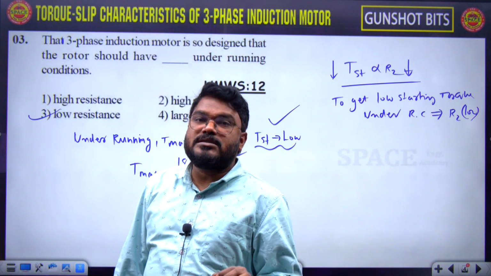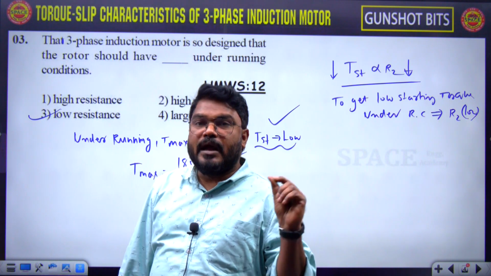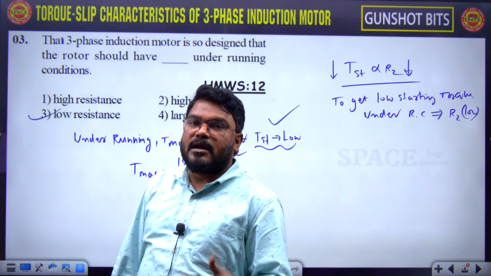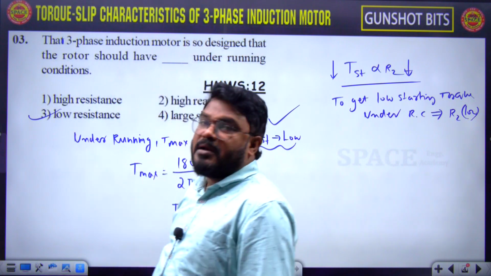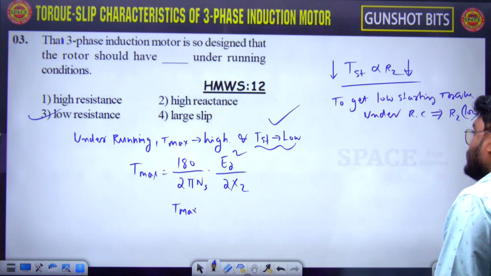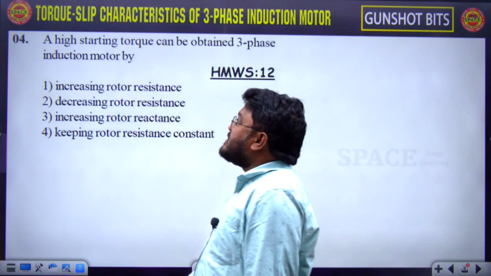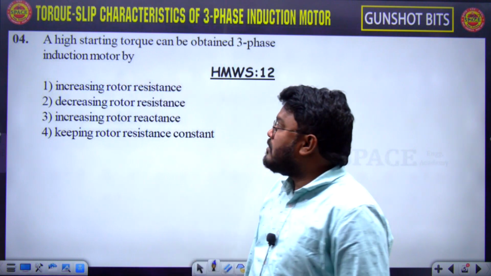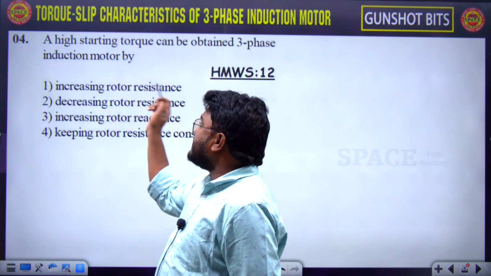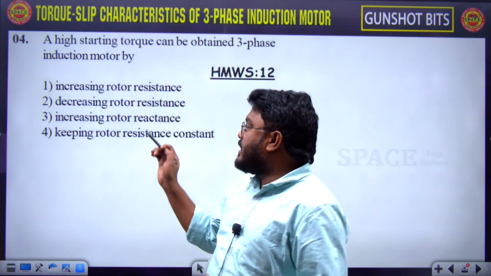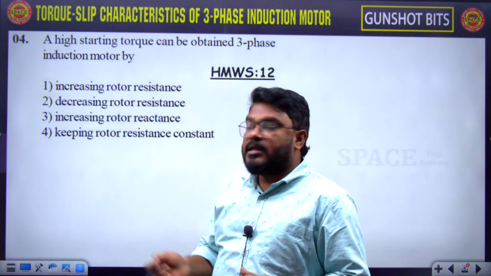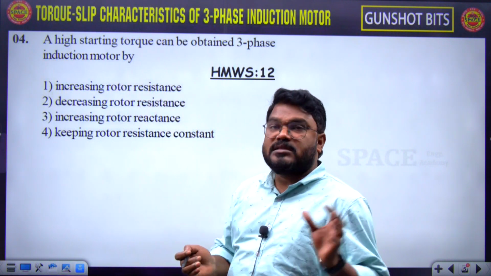So under running condition, the maximum torque should be high and the starting torque should be low. To get the low starting torque under running condition, the low resistance value is required. Next, question number 4. High starting torque can be obtained by the 3-phase induction motor by increasing the rotor resistance, decreasing the rotor resistance, increasing the rotor reactance, or keeping the rotor resistance constant.